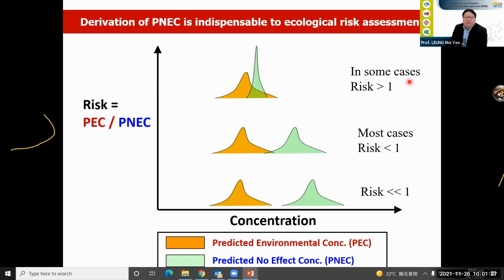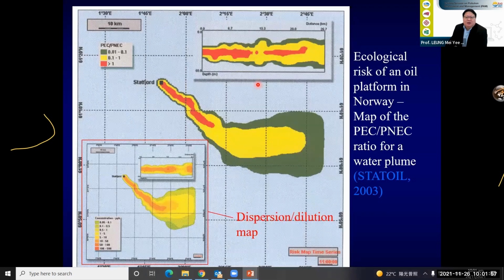If they overlap, that means in certain cases the risk is over one, by means of the ratio between the PEC and PNEC, the environmental concentration against the threshold. If they only touch a little bit, that means the risk is not too high. If they separate like this, that means no problem at all. So then we use the available information, we can judge the risk level of the stresses.